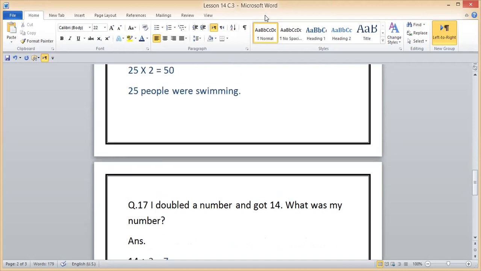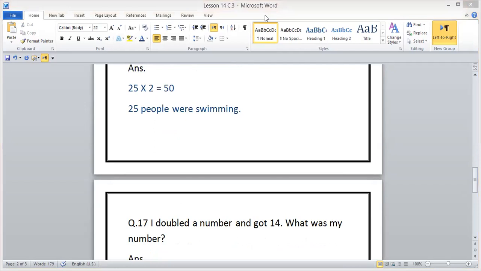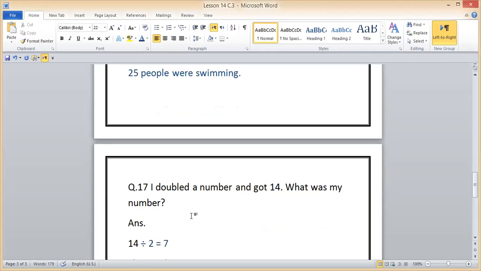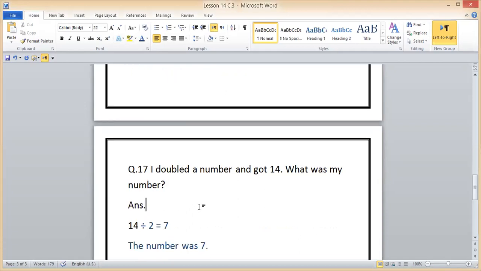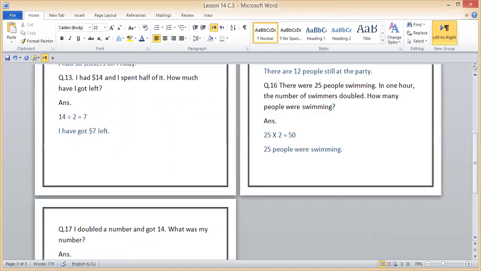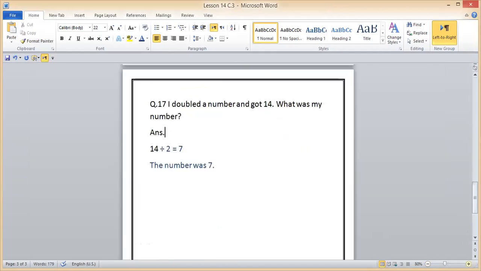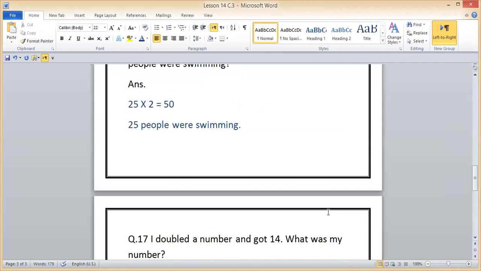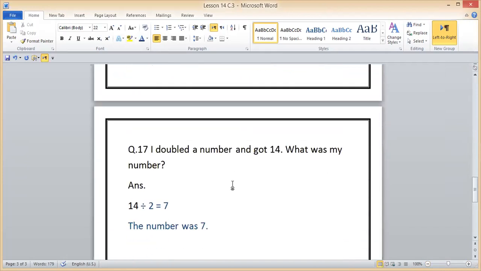Is it clear, guys? Yes. Very good. I doubled a number and got 14. What was my number? In order to find that, I'm going to zoom out, guys, in case some students are writing. Oh, no need to do it. So I doubled the number and got 14.